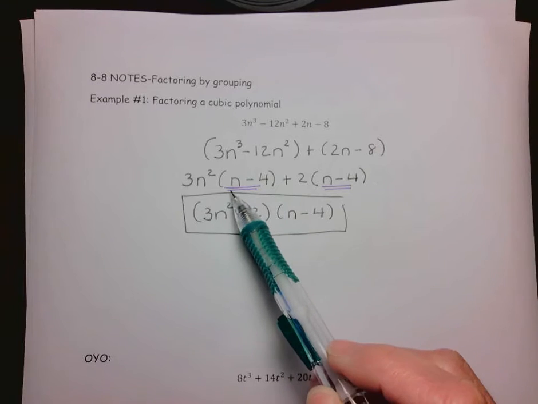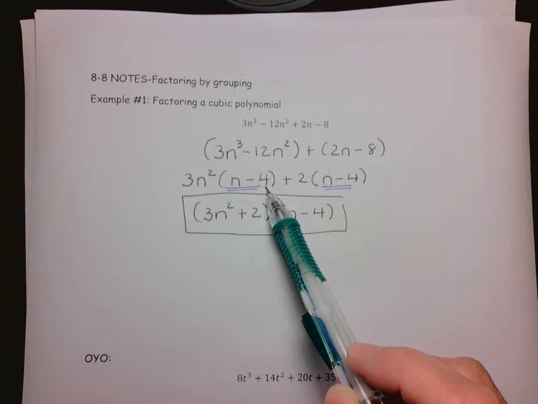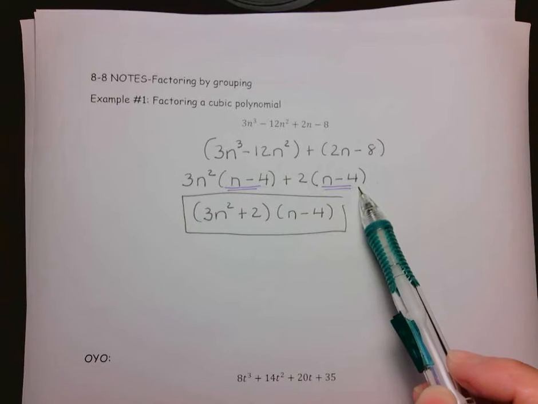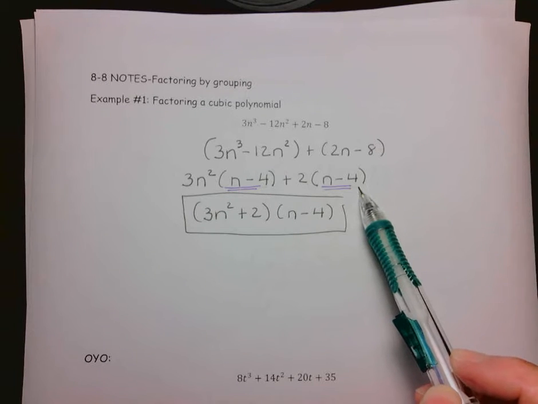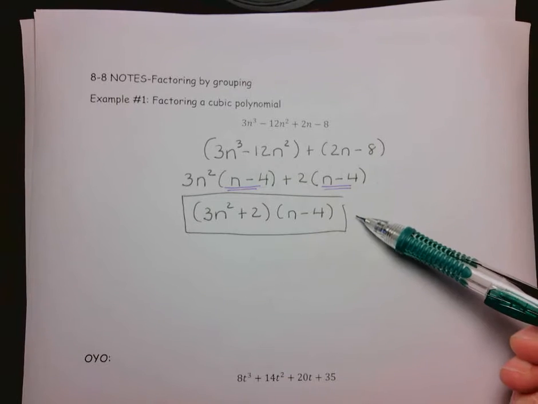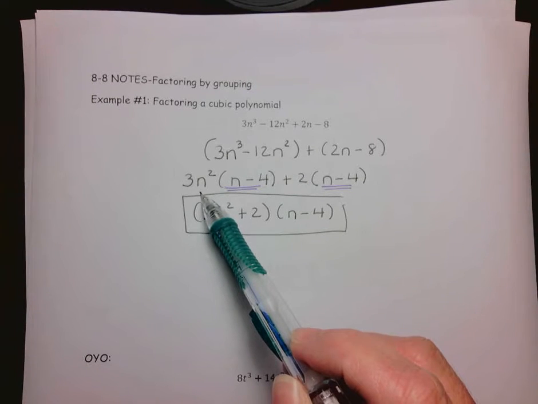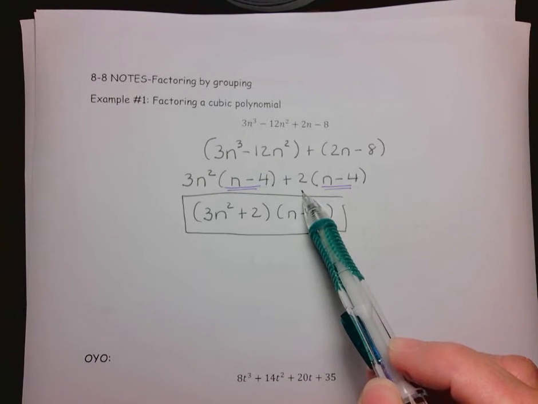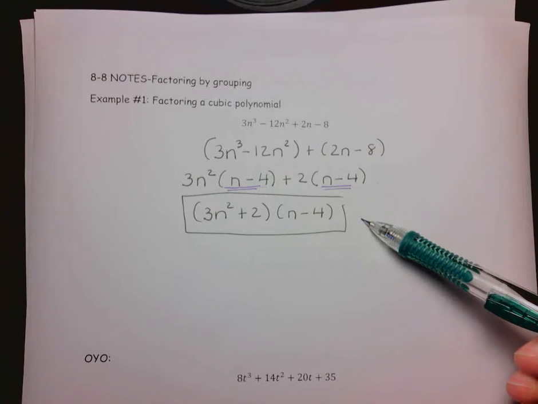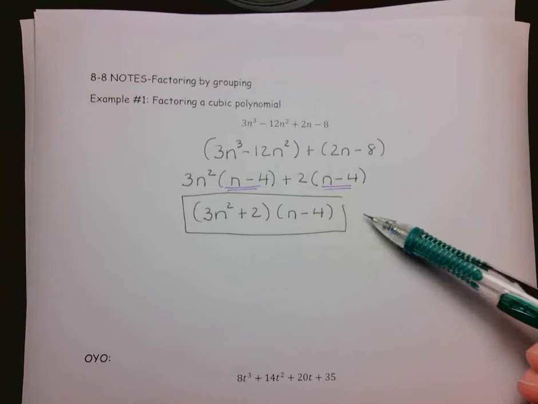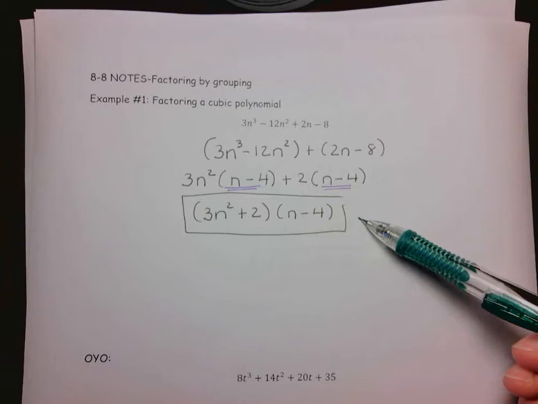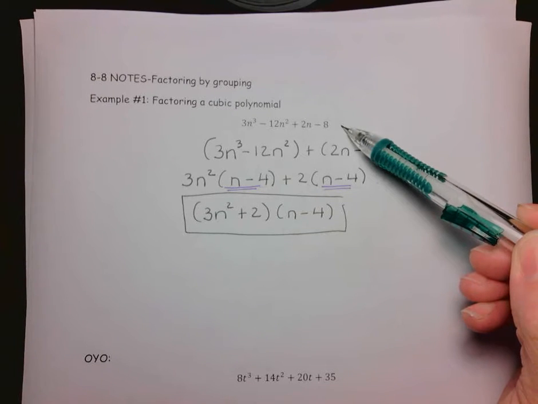I have a common factor of n minus 4 in each term. So then I can factor out the common factor of n minus 4 from each term, and then once I do so, what do I have left? I have 3n squared plus 2 left. So my final answer is going to be 3n squared plus 2 times n minus 4. So these are the 2 binomial factors of this polynomial.